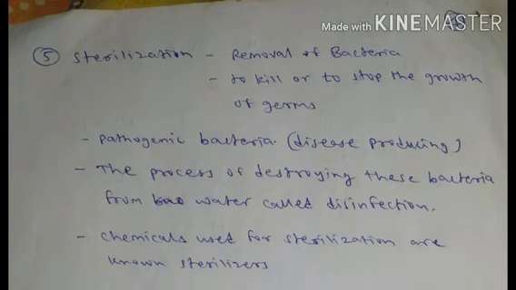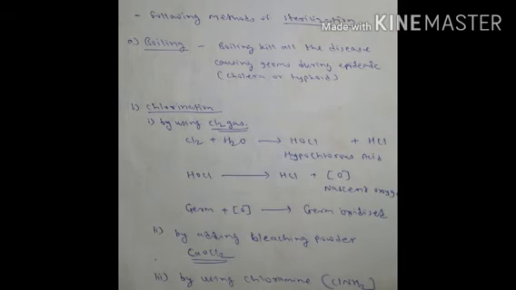The chemicals used for sterilization are known as sterilizers. There are different methods used. The first one is the boiling method. Second, chlorination. Third, ozonation. Fourth, aeration. And the last one is by using ultraviolet rays. Let's know the first type, that is the boiling process.